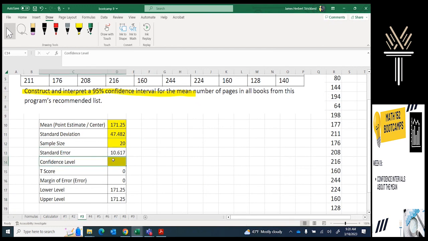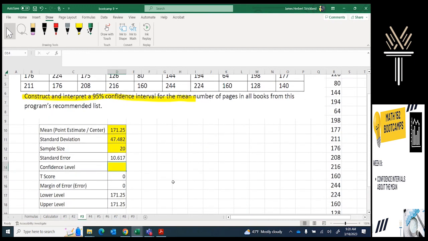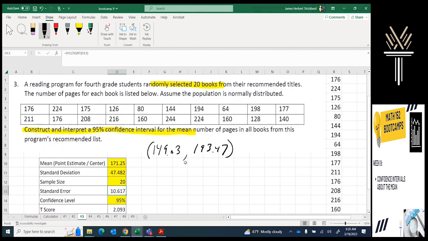And so we just need our confidence level. And of course, that's given to us, 95%. And we know if they don't tell us, we assume 95% as a default. But there we go. All of our calculations are now done, so we are ready to write our confidence interval. The minimum value is 149.03, and the maximum value is 193.47. And these are considered exclusive, so any value between these numbers is accepted.